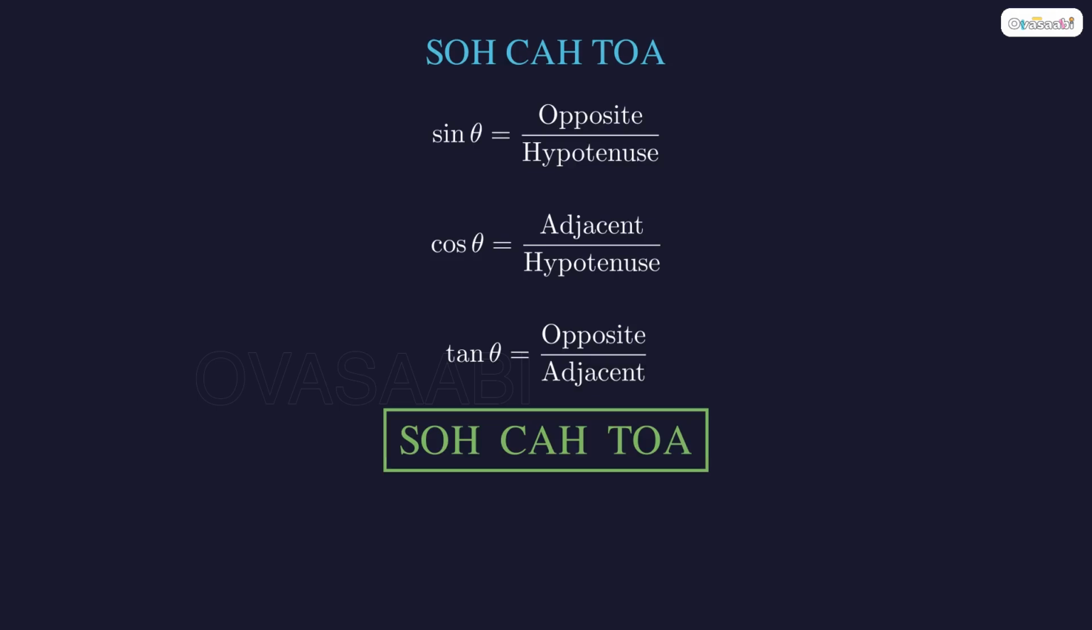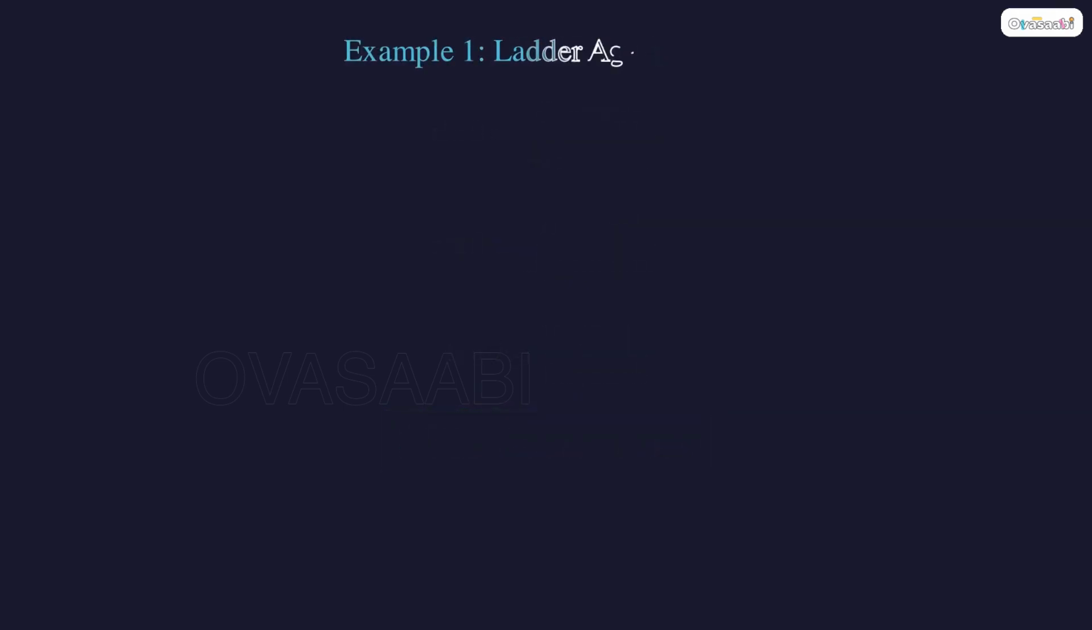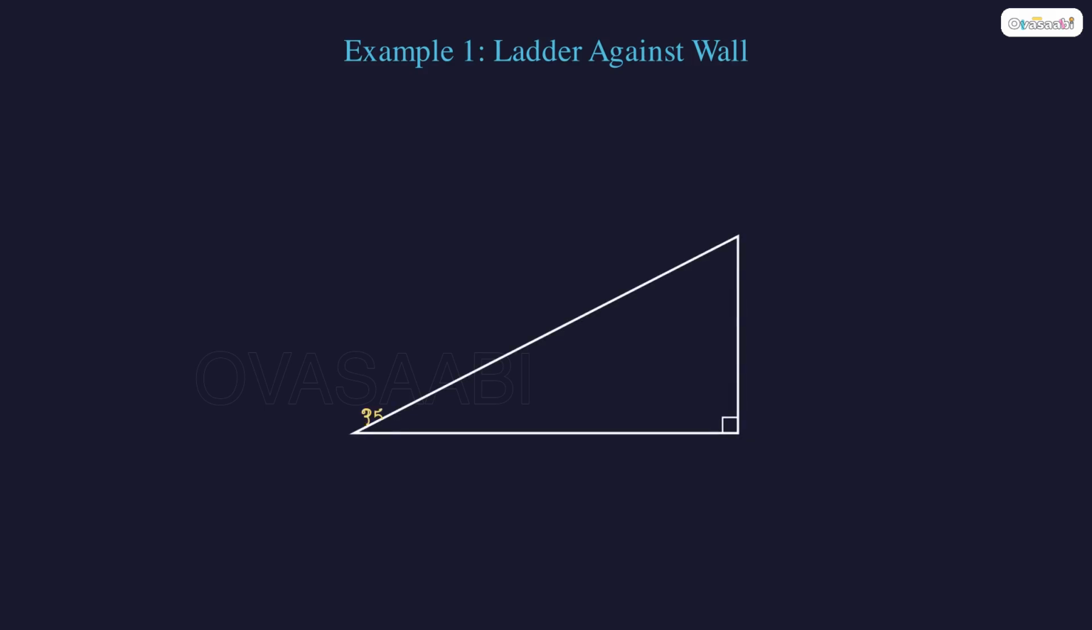Here are the three ratios. Sine equals opposite over hypotenuse. Cosine equals adjacent over hypotenuse. Tangent equals opposite over adjacent. Remember the shortcut, SOH CAH TOA.